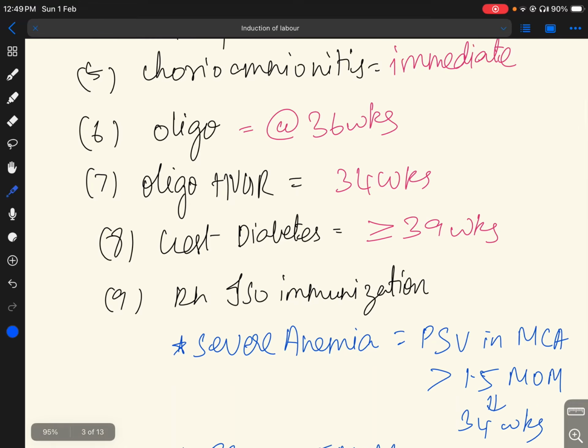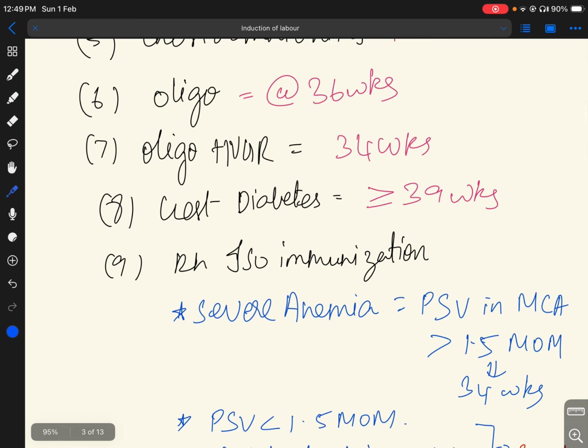In case of gestational diabetes, we'll be doing it at 39 weeks or lesser.